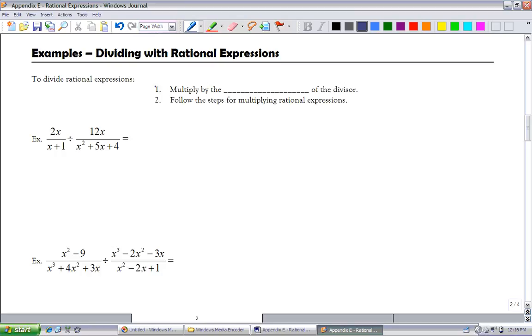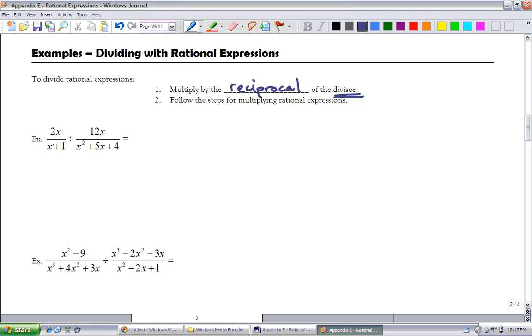Alright, dividing rational expressions is only one step more than multiplying. When you want to divide rational expressions, all you have to do is multiply by the reciprocal of the divisor. Then we just follow the steps for multiplying. The divisor is always what you're dividing by.